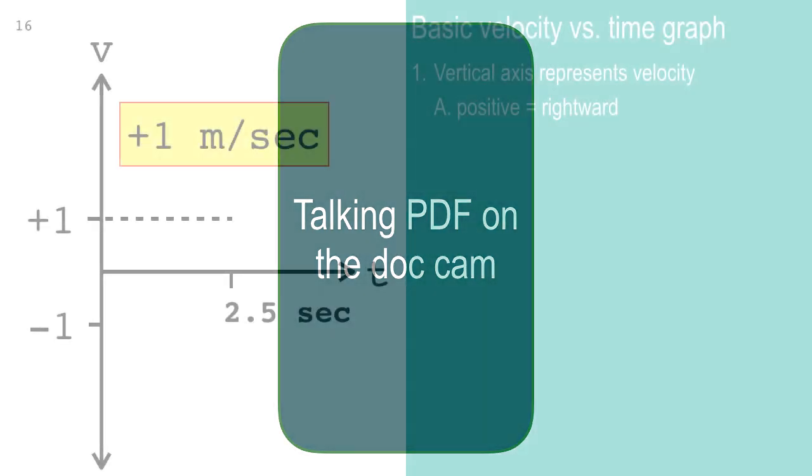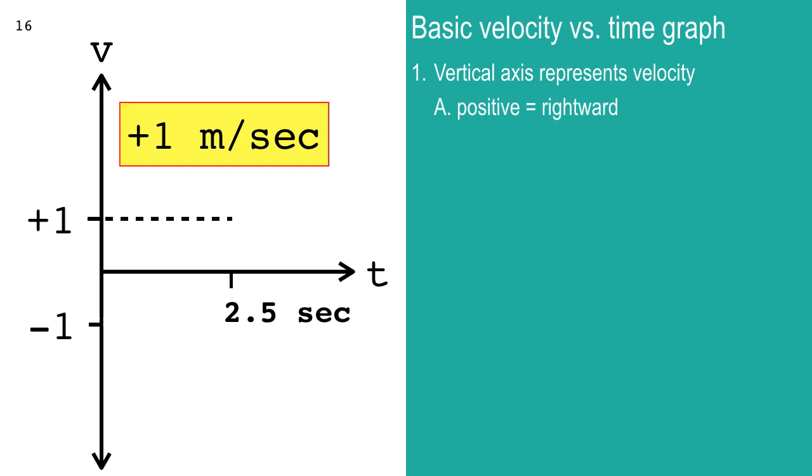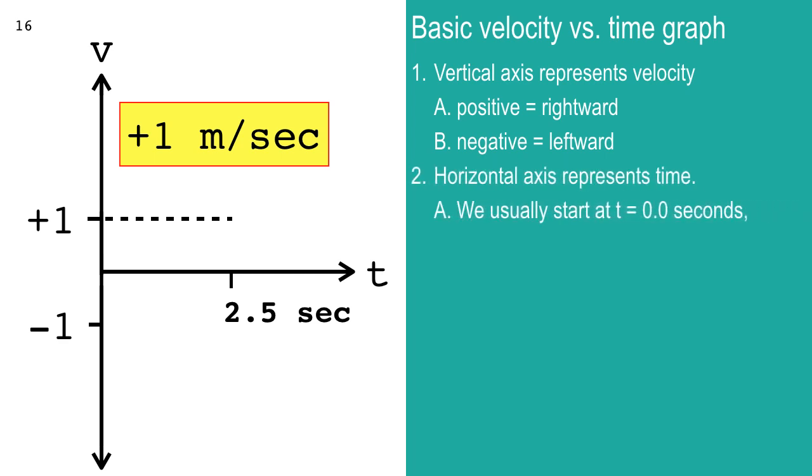Let's talk about these distance polygons now. Okay, so basic velocity versus time graph. This is the first one we did. 1 meter per second. He's moving to the right. Positive means rightward. If we had somebody moving to the left, here's how we could have done it. If I shoved Connor uphill for a bit, he'd have a little bit of negative velocity in this system. Horizontal axis represents time. We usually start the graph at 0, but we don't have to. We could start it anywhere we want, Axel.